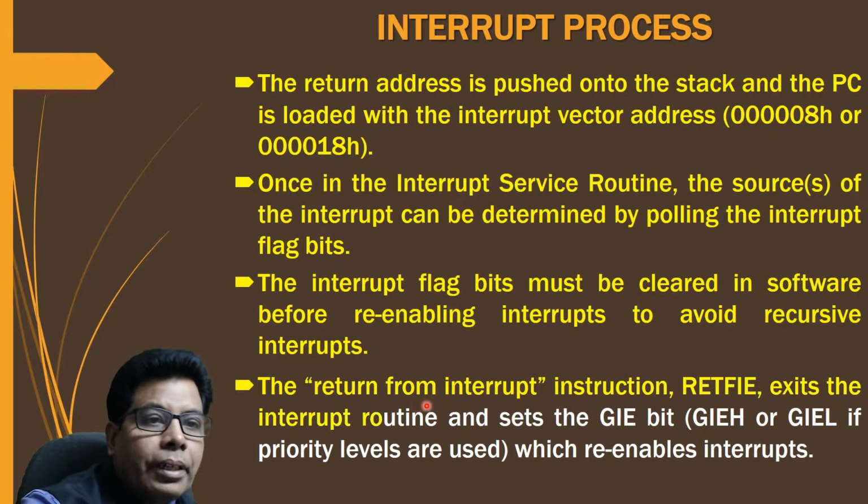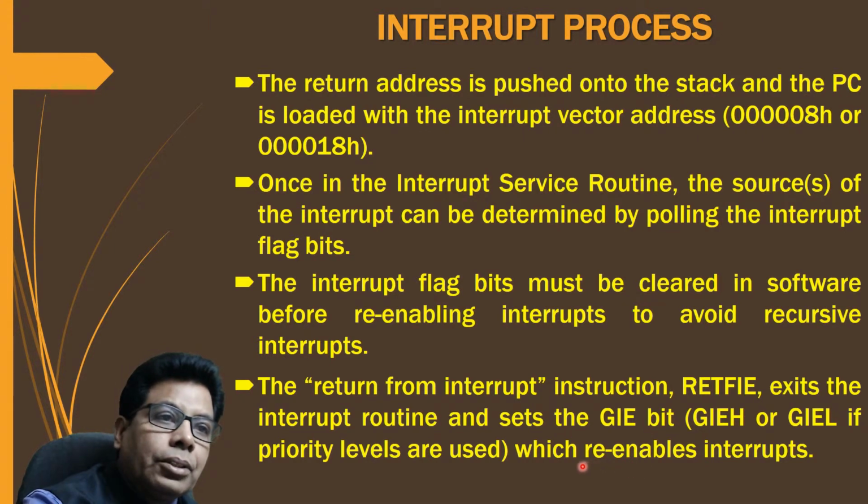Then the return from interrupt instruction, RETFIE, exits the interrupt routine and sets the GIE bit, that is GIEH or GIEL if the priority levels are used, which re-enables the interrupts. So at the end of the ISR, we will have this instruction RETFIE. That will say return from interrupt and it will set the GIE bit so that it will re-enable the interrupts. So this is the overall interrupt process.